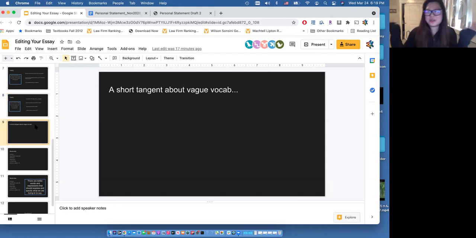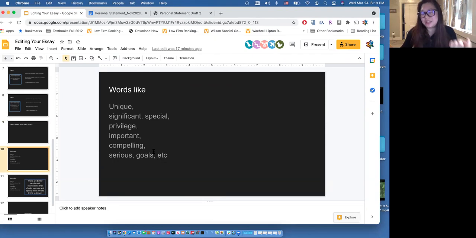So, a short tangent about vague vocab. What does it mean to be vague? I think these words are really common, and I see this a lot in people's writing. Words like unique, significant, special. They sound good. Colloquially, when we speak, we use a lot of these words, right? Because they sound good. They're hefty words.